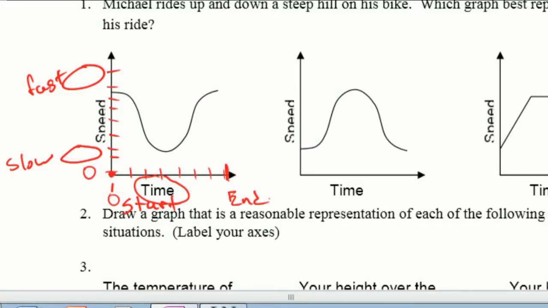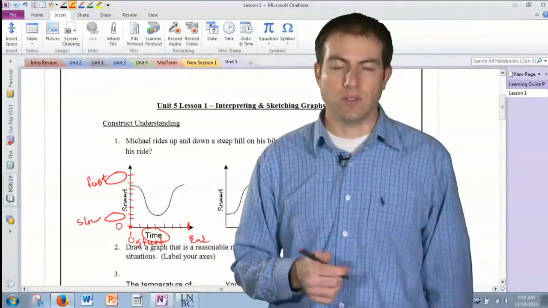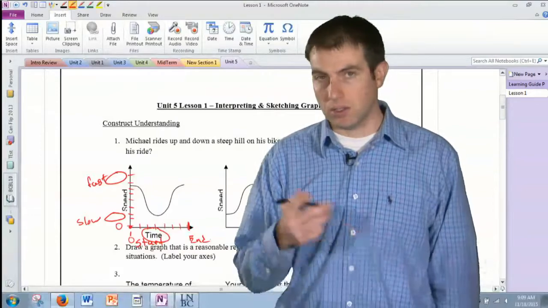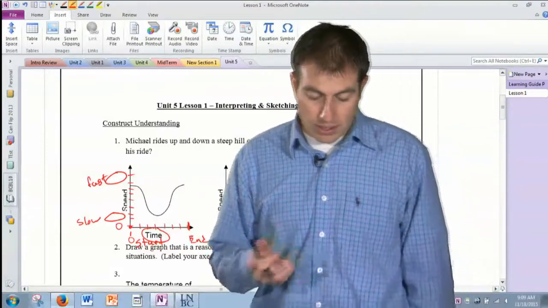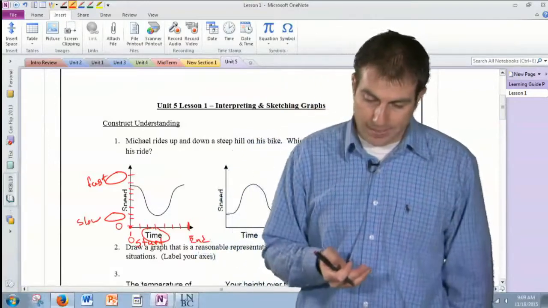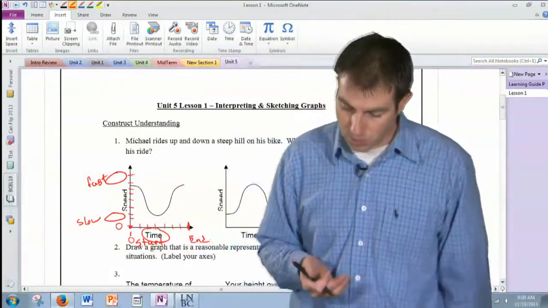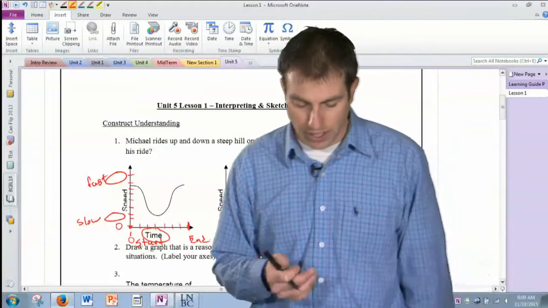So that's kind of what these graphs are going to look like. Usually they won't have numbers on them. They'll just have a plot, and you need to determine what's going on. So the question here is, Michael rides up and down a steep hill on his bike. Which graph best represents his ride?